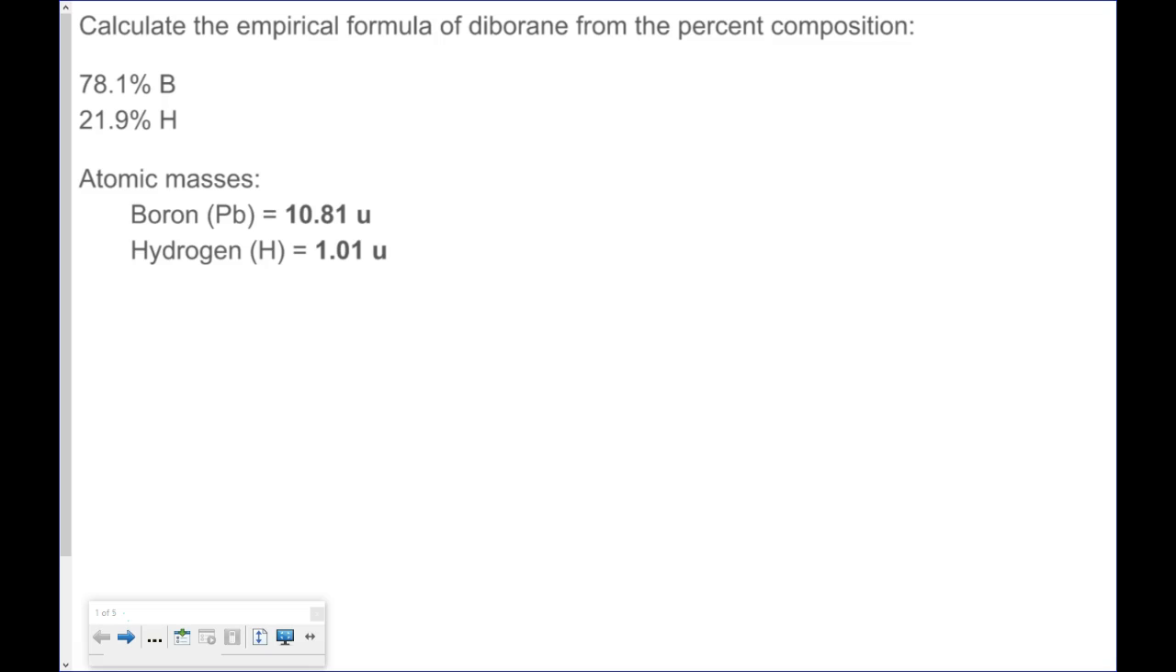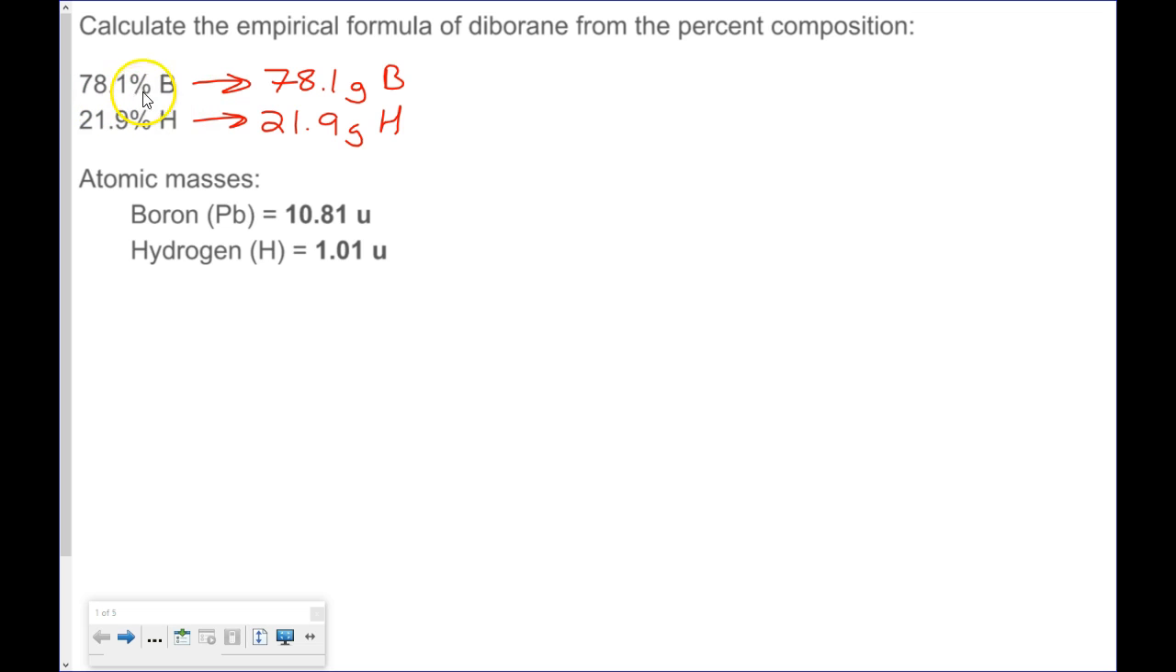Okay, in this video, we're going to go over some practice calculating empirical and molecular formulas from percent composition. This first one, I've calculated the percent composition is 78.1% boron and 21.9% hydrogen. Here I have the atomic masses for each one. First thing you need to do is treat those percentages as almost like they're the mass.